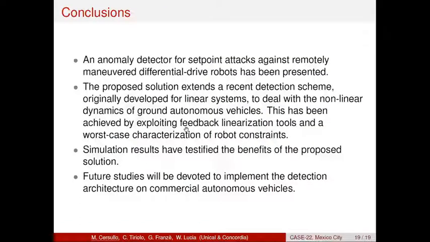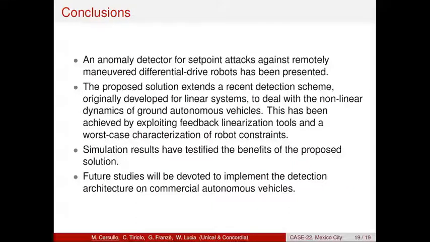So in conclusion, an anomaly detector for setpoint attacks against remotely maneuvered differential-drive robots has been presented. This solution is an extension of a recent detection scheme that was originally developed for linear systems. Here we deal with the nonlinear dynamics of a ground autonomous vehicle, and we achieve that by using feedback linearization and worst-case characterization of robot constraints.